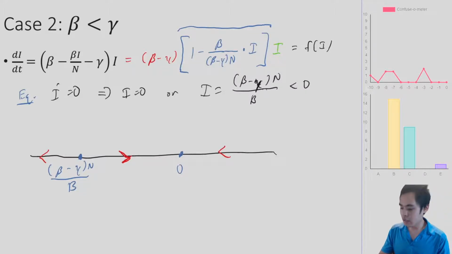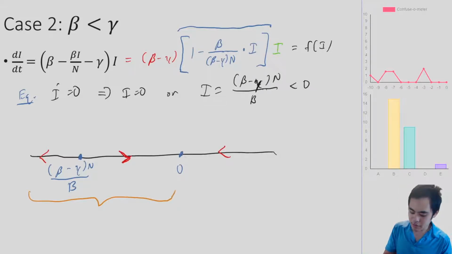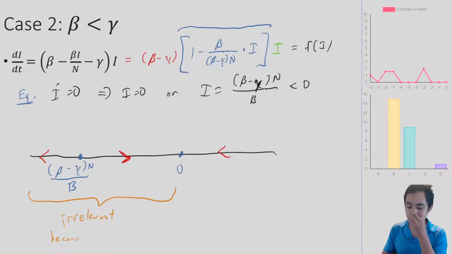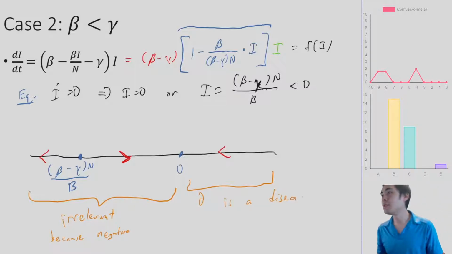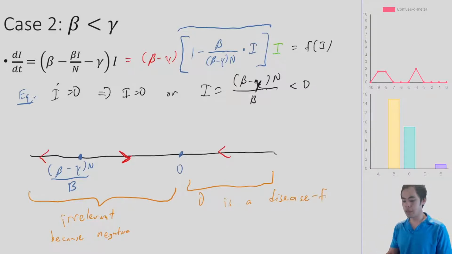And again, this bit here is irrelevant because it's negative. And in this region, we again get 0 as a disease-free, asymptotically stable equilibrium, which is good.